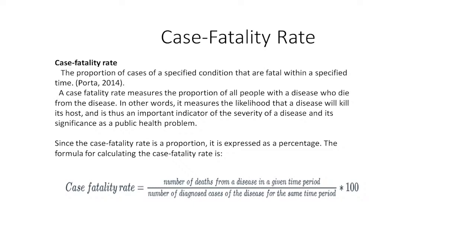Since the case fatality rate is a proportion, it is expressed as a percentage. The formula for calculating the case fatality rate is: case fatality rate equals number of deaths from a disease in a given time period divided by number of diagnosed cases of the disease for the same time period, multiplied by 100.